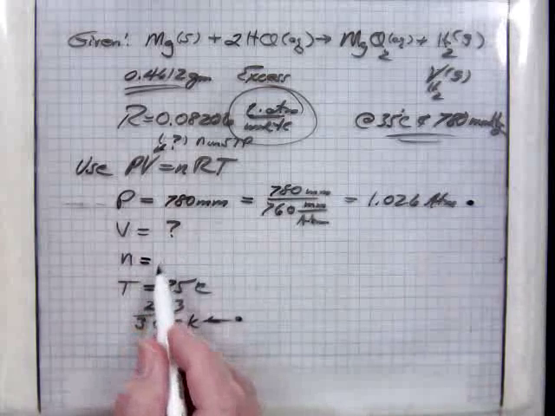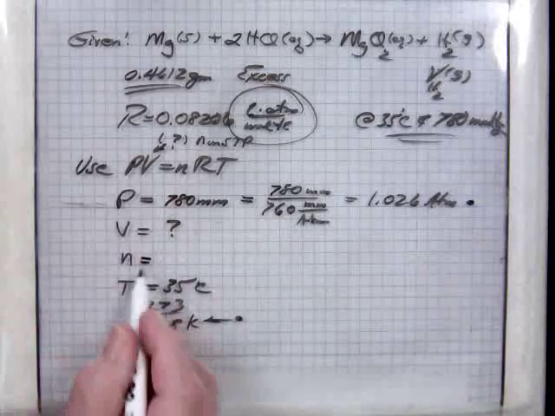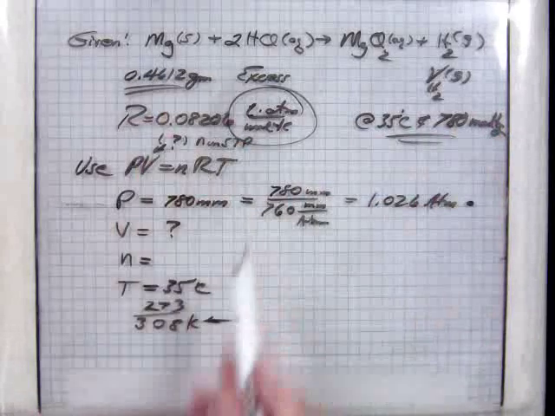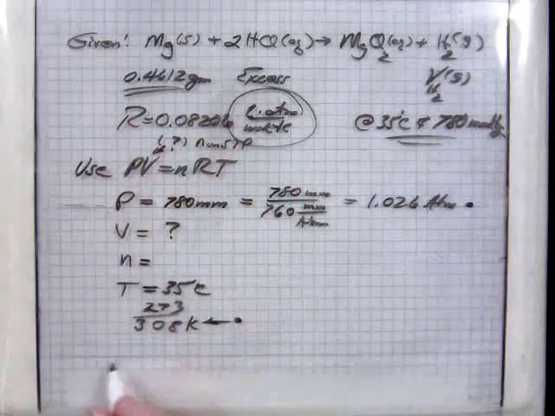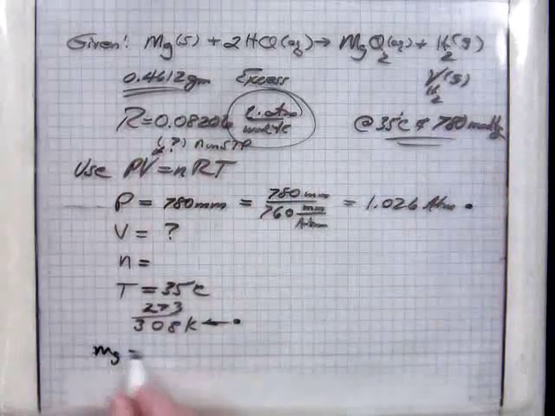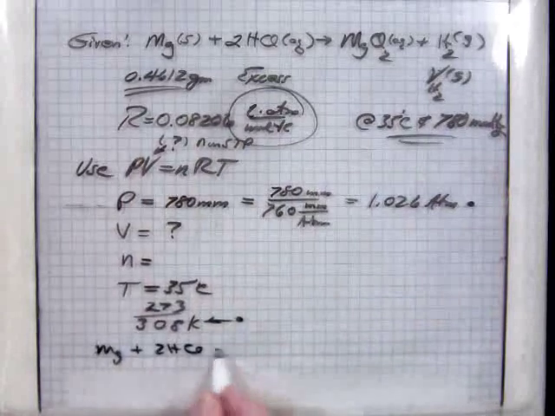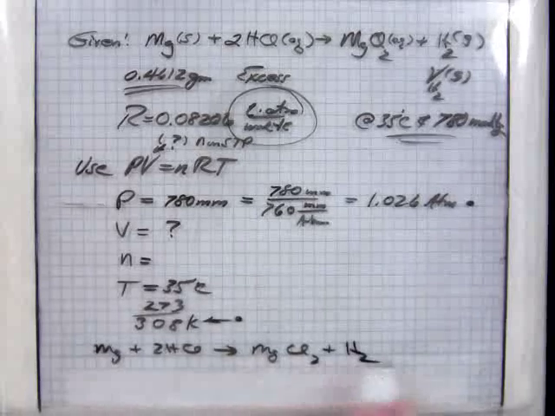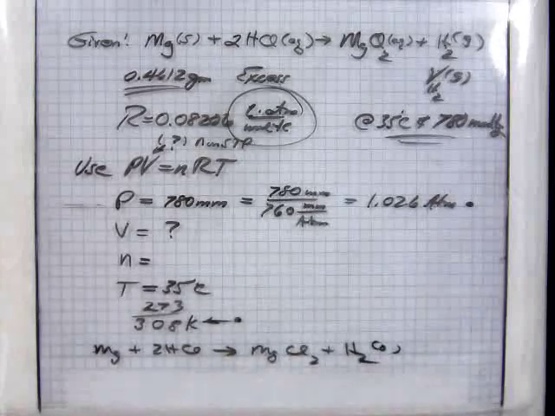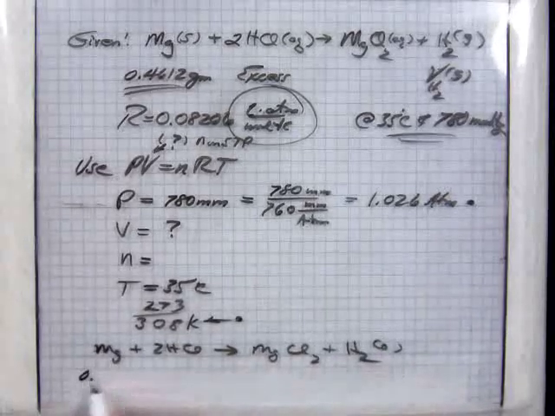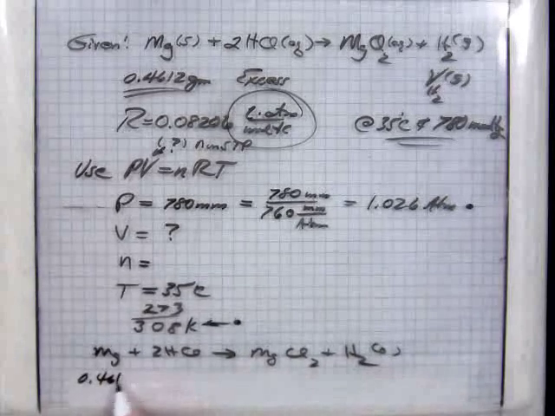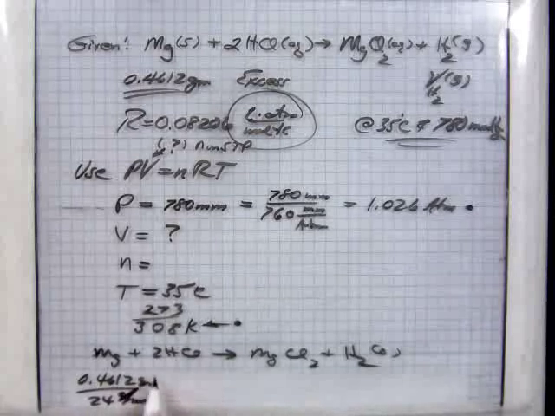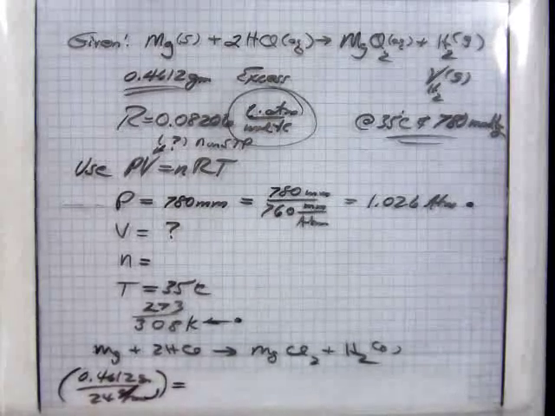And so what is the mass? Now that's the mass of hydrogen from this reaction. So we're looking at magnesium plus 2HCl going to magnesium chloride plus H2 gas. We need moles of H2 gas. So we have 0.4612 grams over 24 grams per mole. You get that off the periodic table. What does that work out to be?